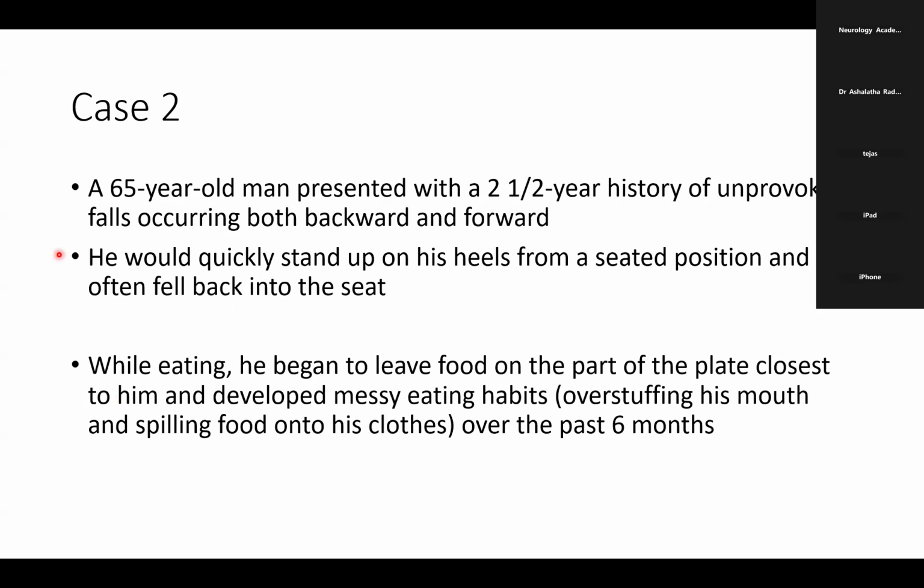A 65-year-old man presented with a 2.5 year history of unprovoked falls, occurring both backward and forward. He would quickly stand up on his heels from a seated position and often fall back into the seat. This has been described as a rocket sign. While eating, he began to leave food on the part of the plate closest to him and developed messy eating habits, overstuffing his mouth and spilling food onto his clothes over the last 6 months.